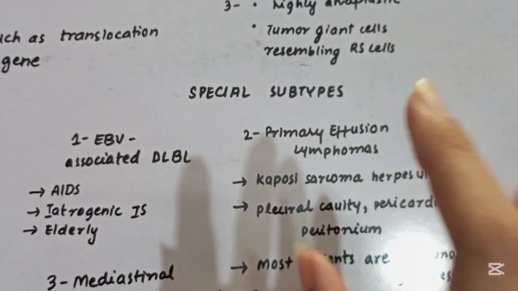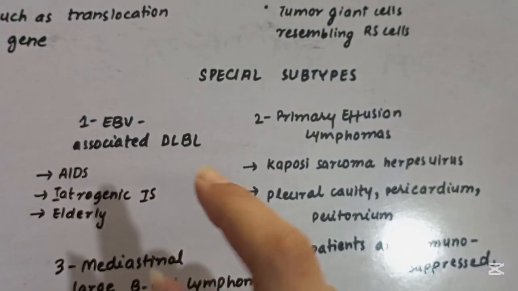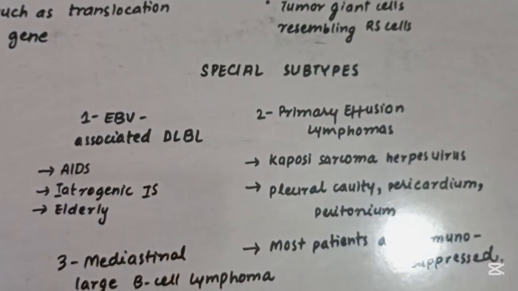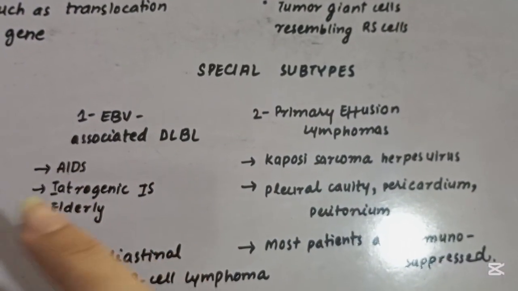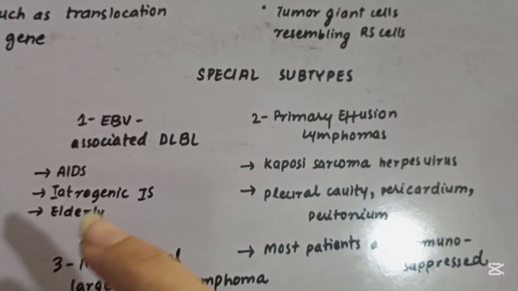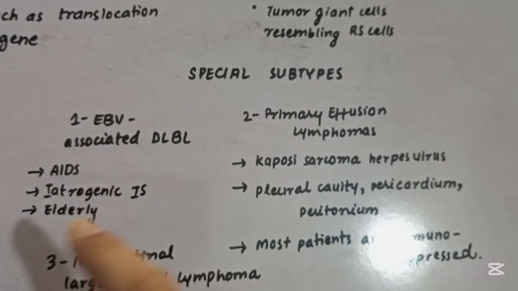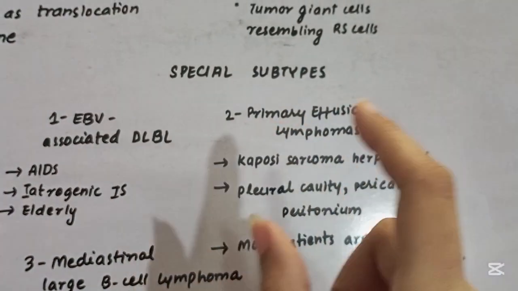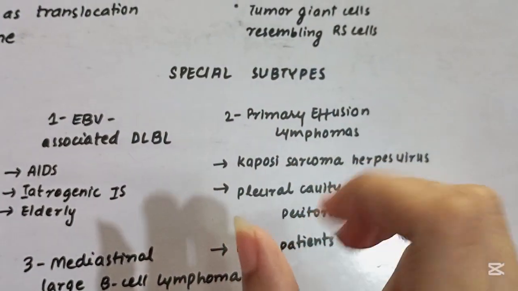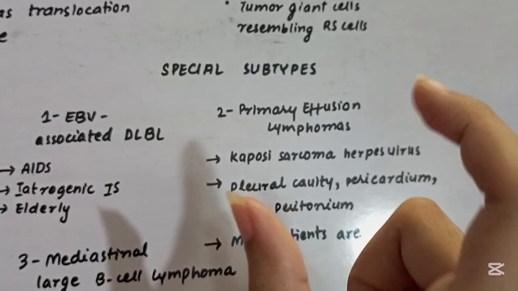We have 3 special subtypes of this neoplasm. Number 1, we have EBV-associated DLBCL. It occurs mostly in AIDS patients, in patients with iatrogenic immunosuppression, like kidney transplant patients, and in elderly patients. The second type is primary effusion lymphoma.